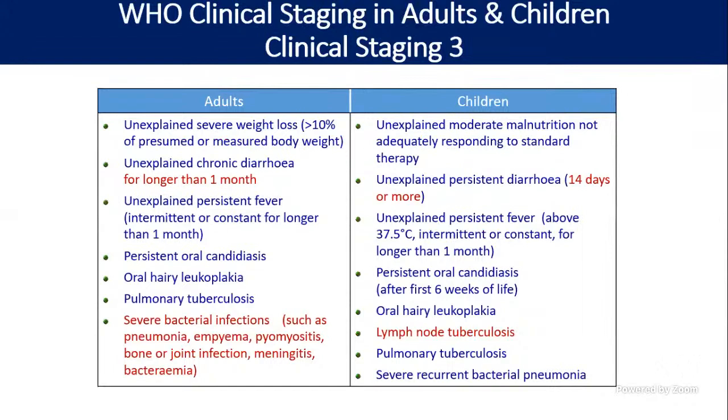In stage 3, again, the duration is more here for unexplained chronic diarrhea. Here it is only 15 days or more. So there is a slight difference that you will be seeing within the clinical staging of an adult and children in terms of the duration, number one, in terms of progression of the disease, and third, there are certain OIs. There are certain differences in the staging between children based on the extent of the infection. Next slide.